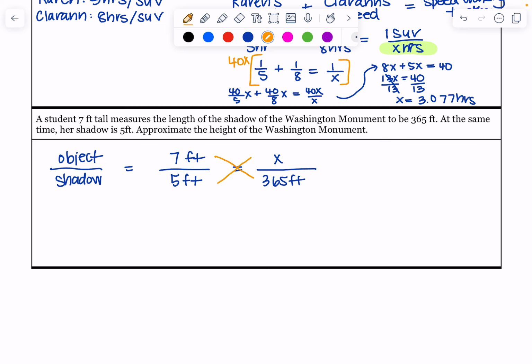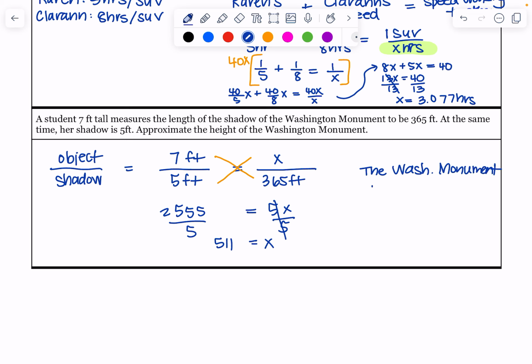So I'm going to cross multiply. 7 times 365 is 2,555. And then we have equals 5x. I'm going to take off the feet so we're not confused. I'm going to divide by 5, and that leaves me with 511. So what that means is the Washington Monument is approximately 511 feet tall.